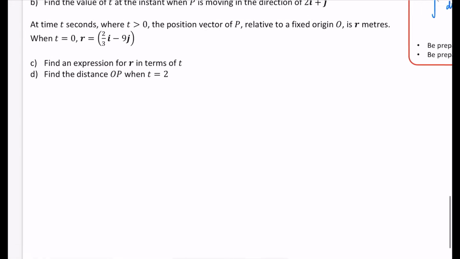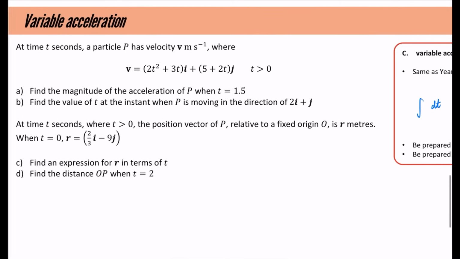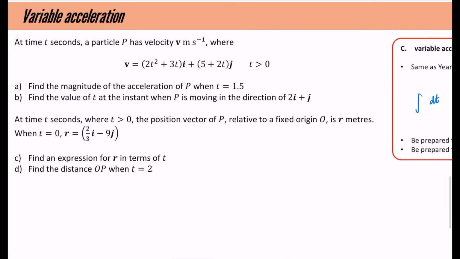And already these videos, they're meant to be short and they often get a bit longer than I want them to. So there's only going to be one example with this, and it's the one that feels a bit more unusual with vectors. So at time t seconds, a particle has velocity, this thing here. Now, it doesn't tell us that it's variable acceleration, but because the velocity is variable, it's making us think that the acceleration is going to be variable as well.